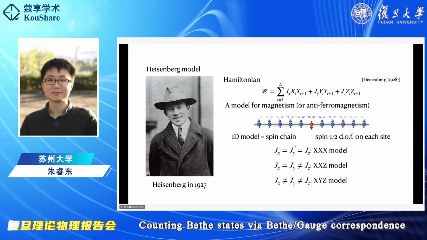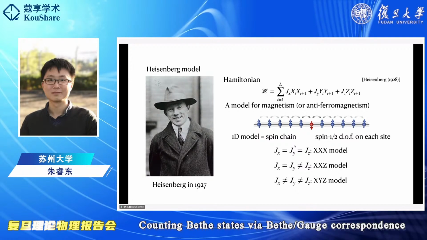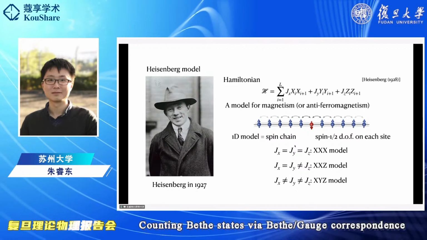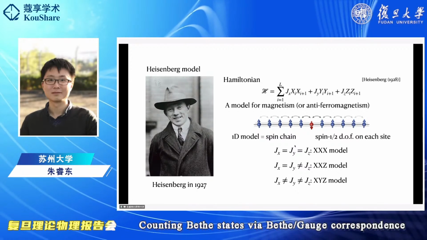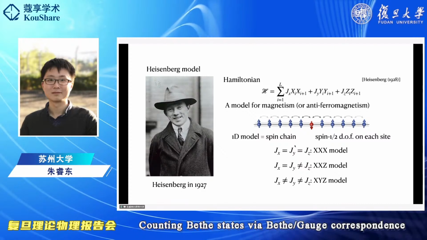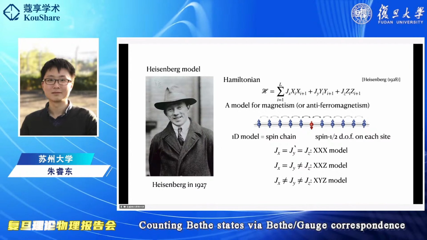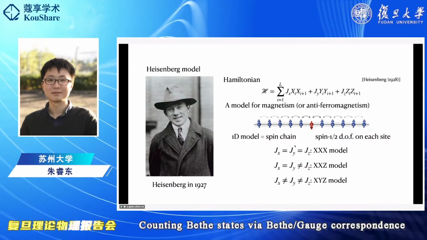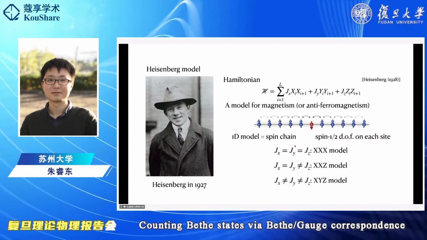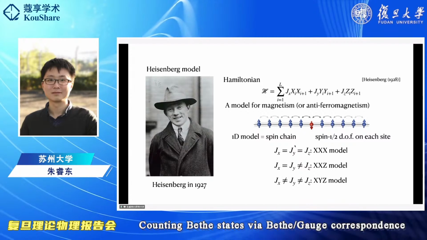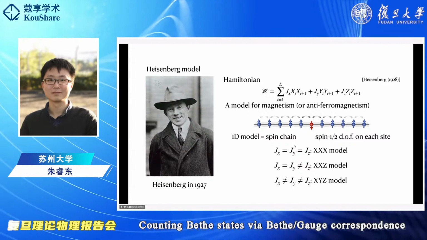form like XX plus YY plus ZZ. X, Y, Z are the Pauli matrices. And then, well, there are several interesting models. We are going to focus on this XXX model, where Jx equals Jy equals Jz, the coupling is all the same.